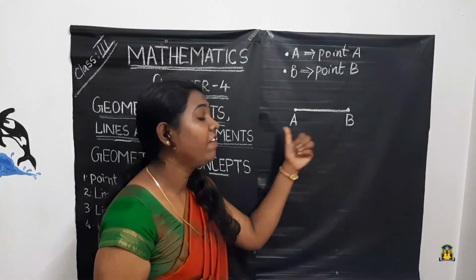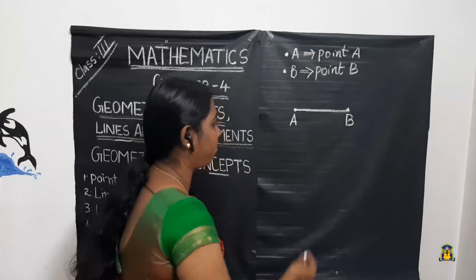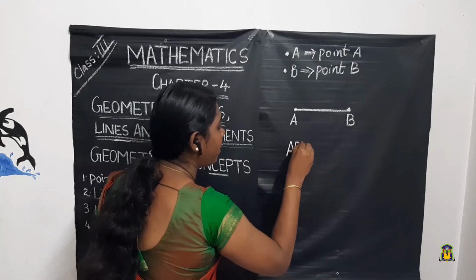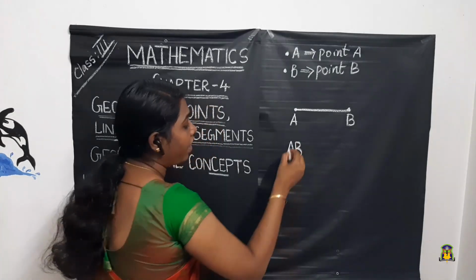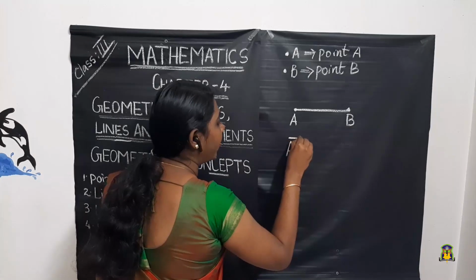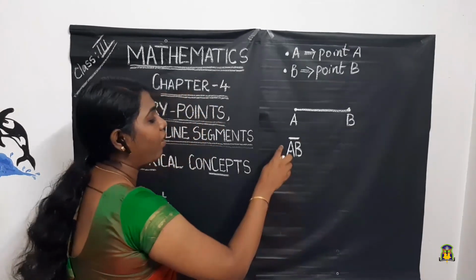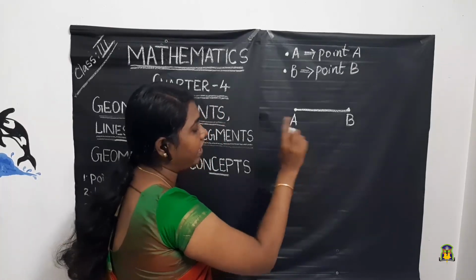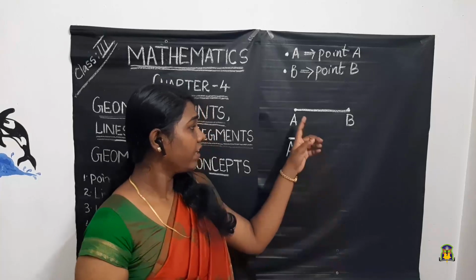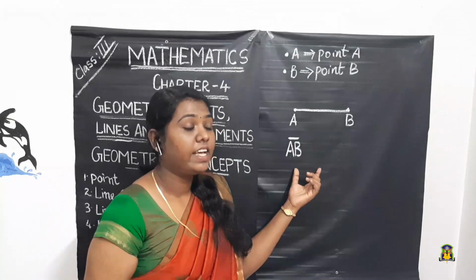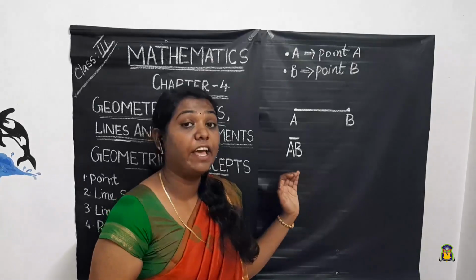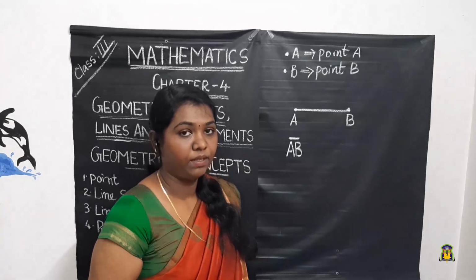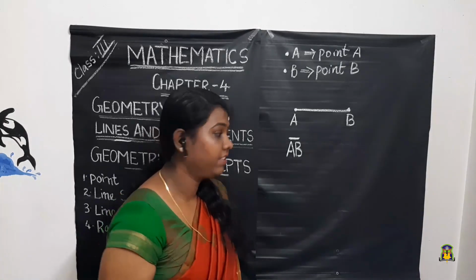Okay, then we will represent the line segment by writing the points A and B, and we will draw a small line, that is a small straight line on the top of the letters A and B. Okay, like this. Then here you can say that a line segment has a definite length, so it can be measured.